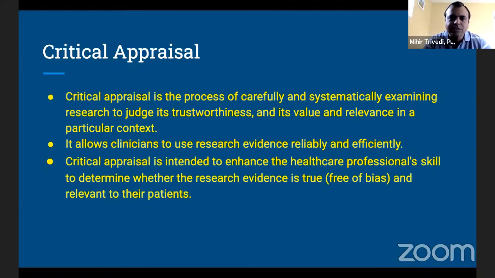So the assessment we do is called a critical appraisal. It's the process of carefully and systematically examining research to judge its trustworthiness, its value and relevance in a particular context. That allows clinicians to use research evidence reliably and efficiently. It is also intended to enhance healthcare professionals' skills to determine whether the research evidence is true without any biases and relevant to their patients.